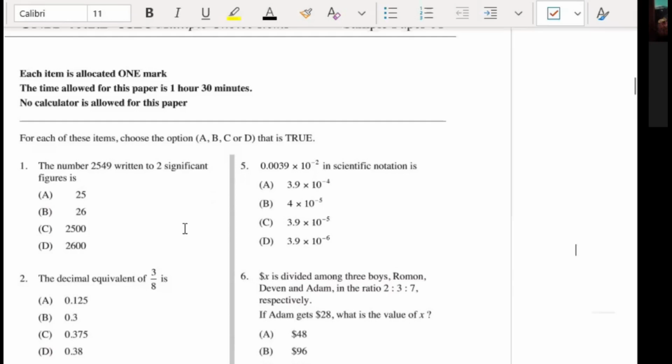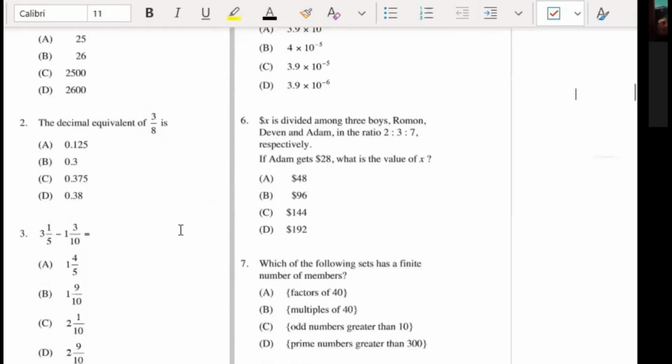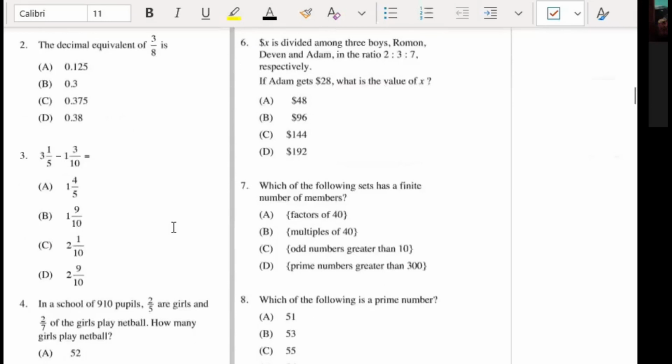Now moving on to question 2. The decimal equivalent of 3/8 is, they just ask you now to convert a fraction to a decimal. Normally how we do that is divide the numerator by the denominator. When we do that, we will get 0.375. So the answer is C.